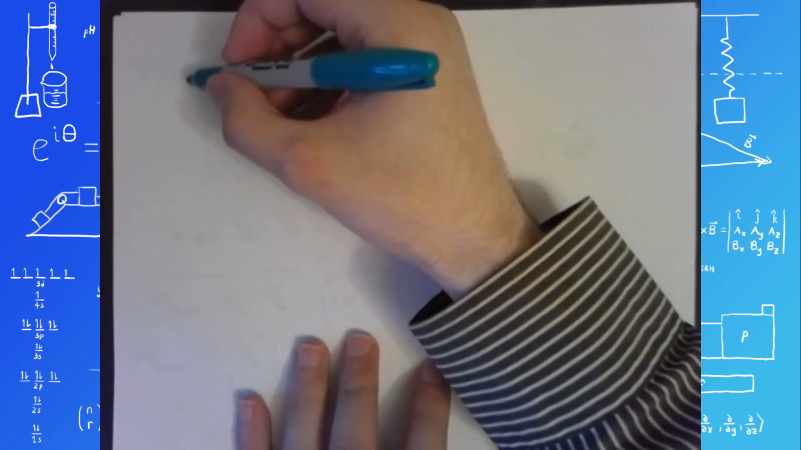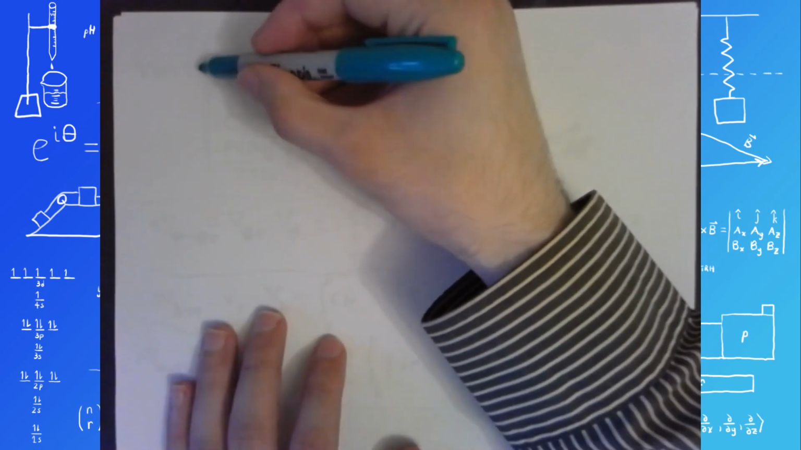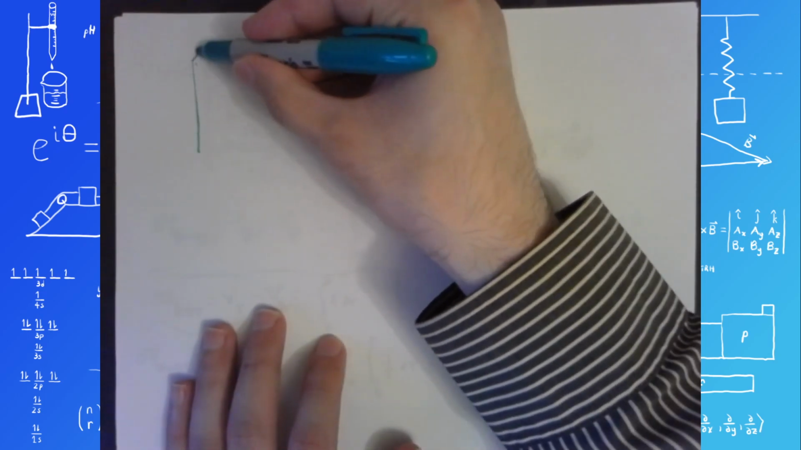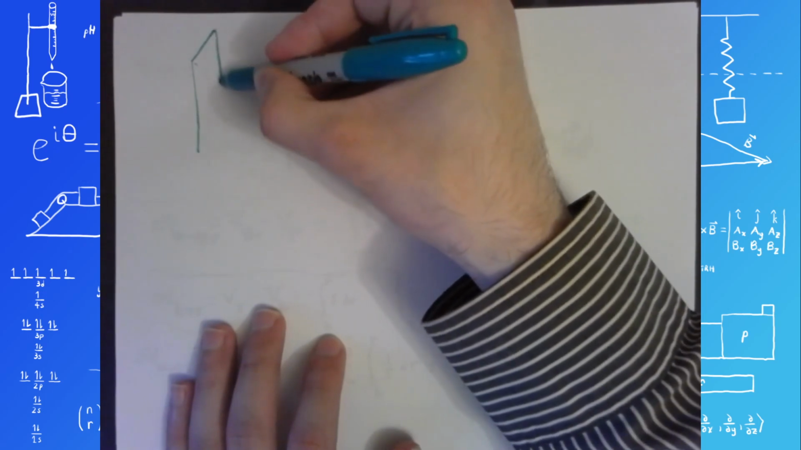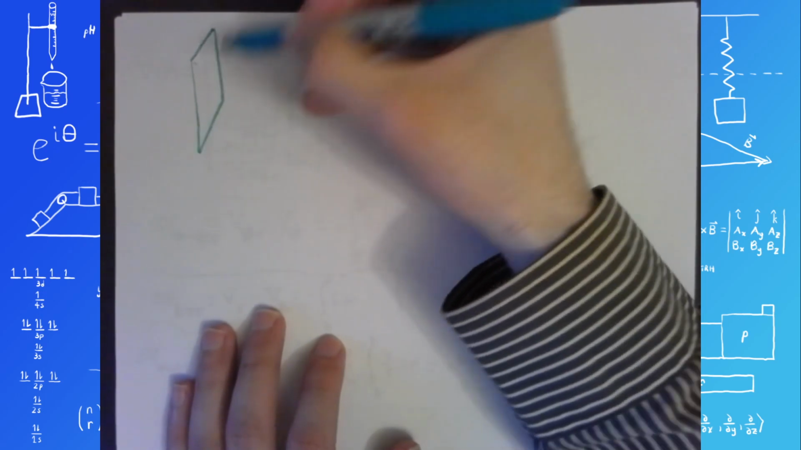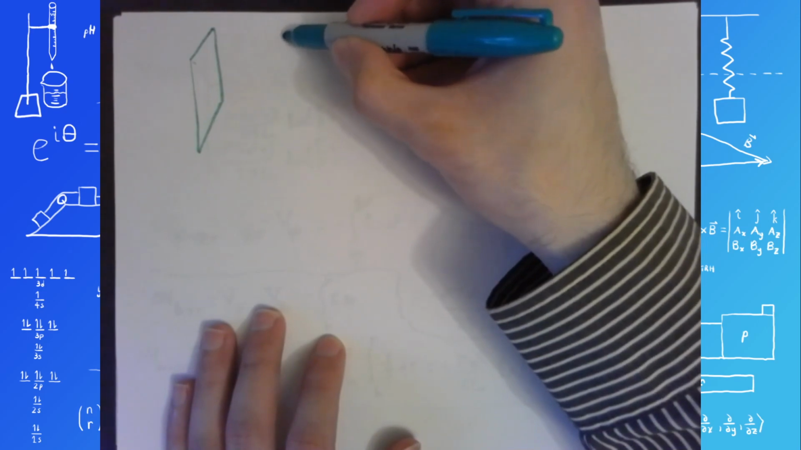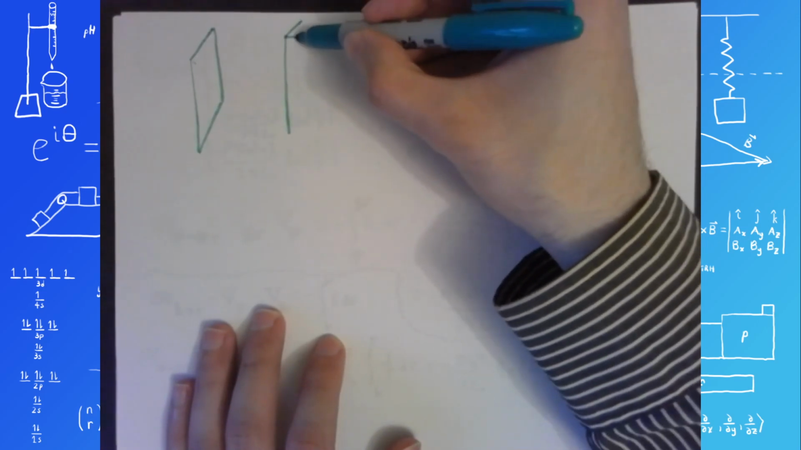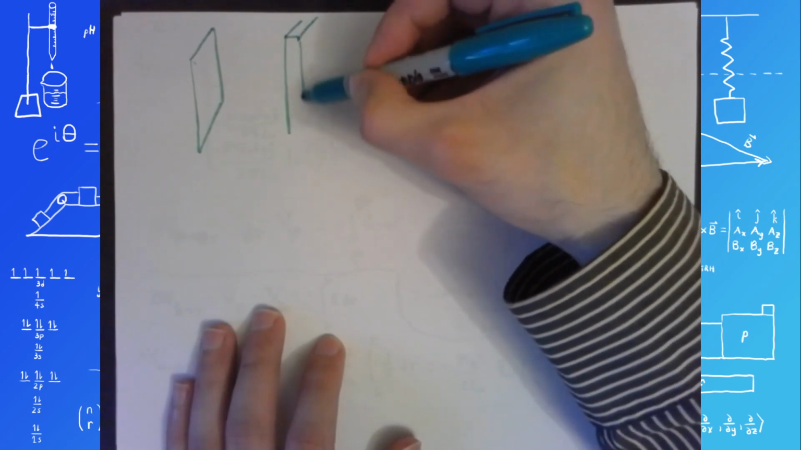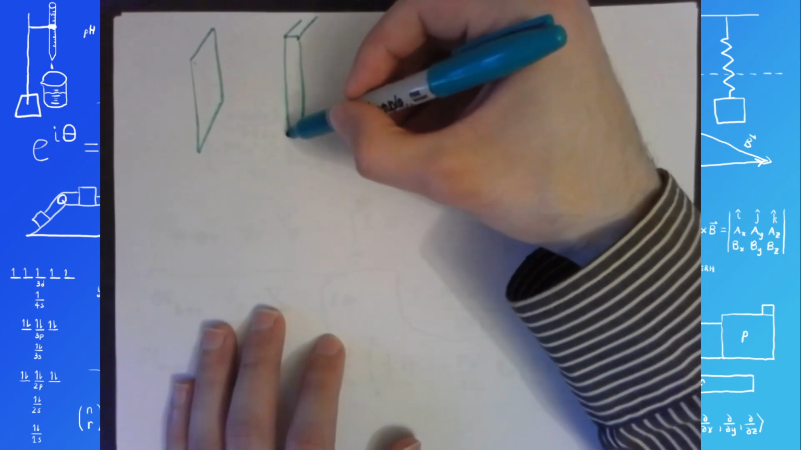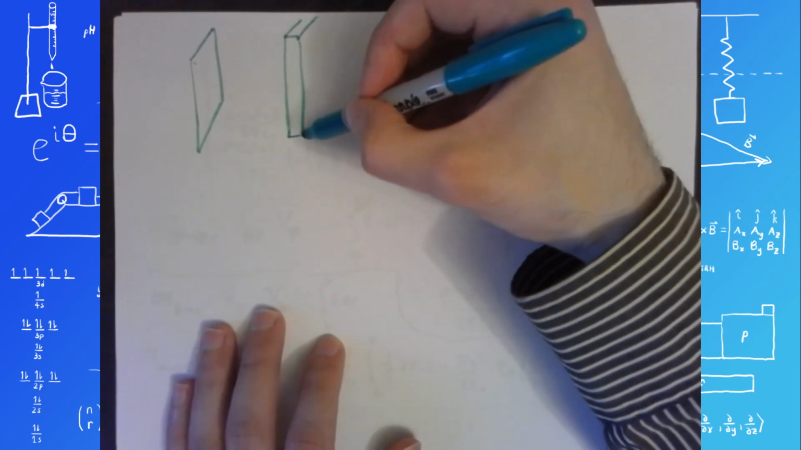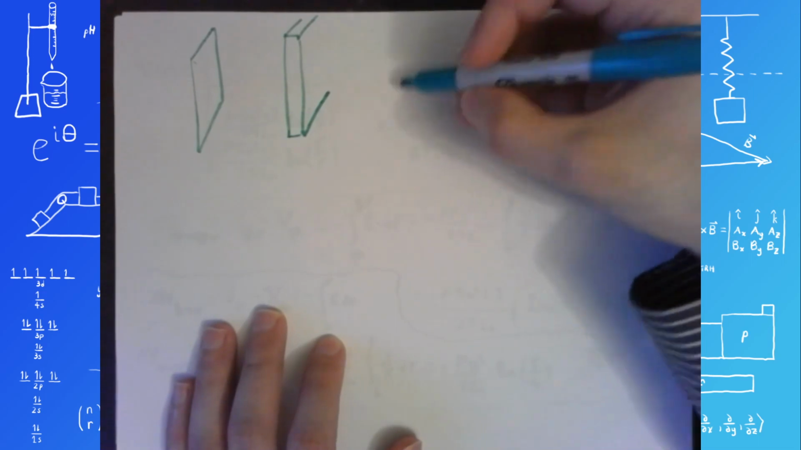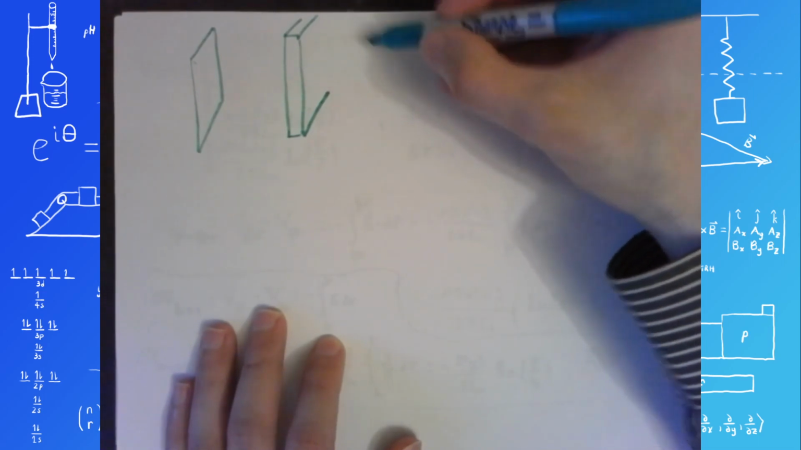Okay, so they drew an infinite sheet of charge like this, and then they have an infinite slab of charge, and then they have another infinite sheet of charge.